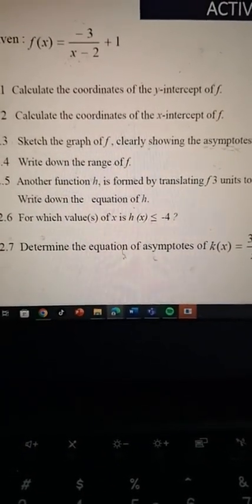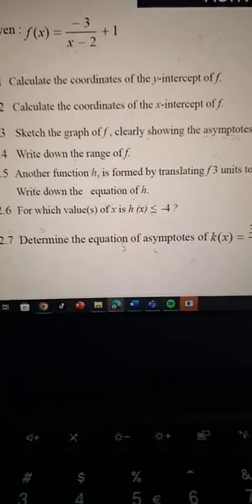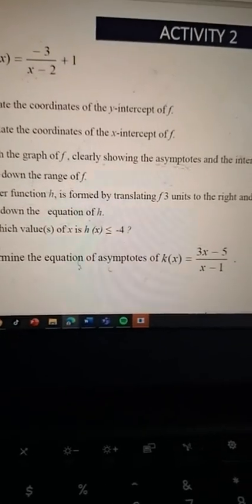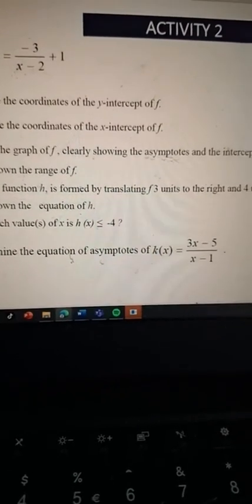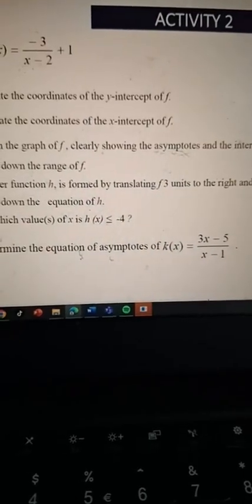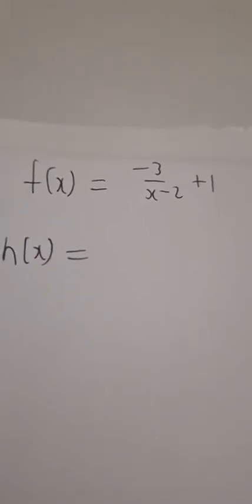Write down the equation of h. So let us first and foremost check what they are saying. h is formed by translating f 3 units to the right. If you were to initially write this down algebraically, what does it actually mean? This simply means you are taking f of x.